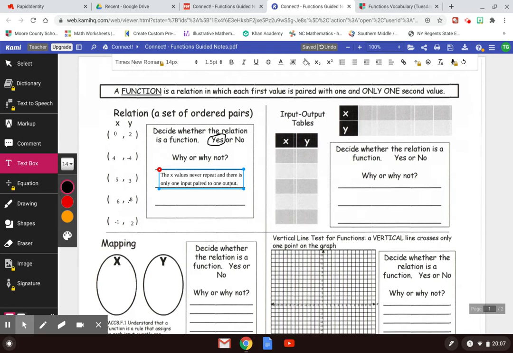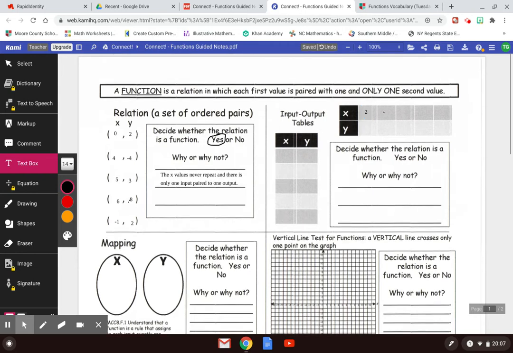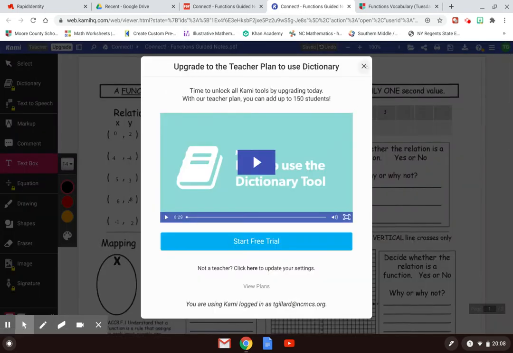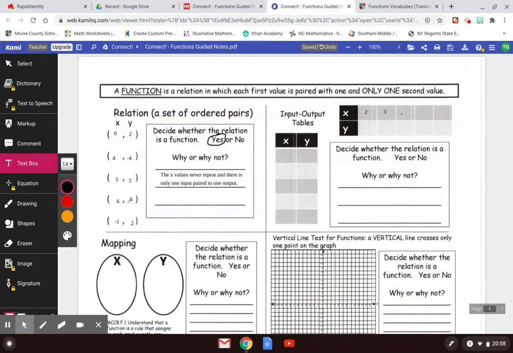So now, if we look here, we have these two input-output tables. Okay? Now there again, an input-output table is a relation, because an input-output table is nothing more than a set of ordered pairs. Okay? So I have here 2, 3, 2, whoa, another advertisement. 2.